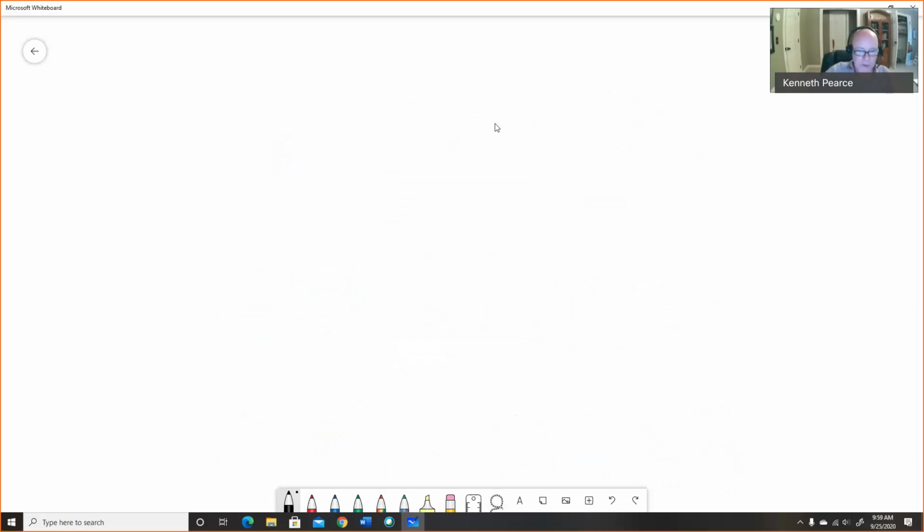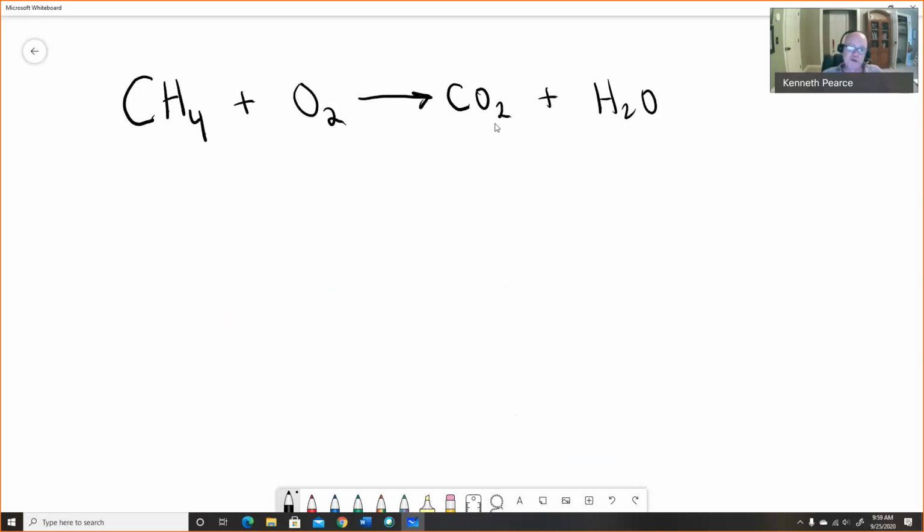So let's start with that original equation and let's figure out how we would balance that. So we have methane, CH4, plus oxygen, O2, gives us CO2 plus water. And this is a combustion reaction, which means we're reacting with oxygen and we're producing carbon dioxide and water. And so the first thing that you have to do when you're trying to balance an equation is check: it may already be balanced.